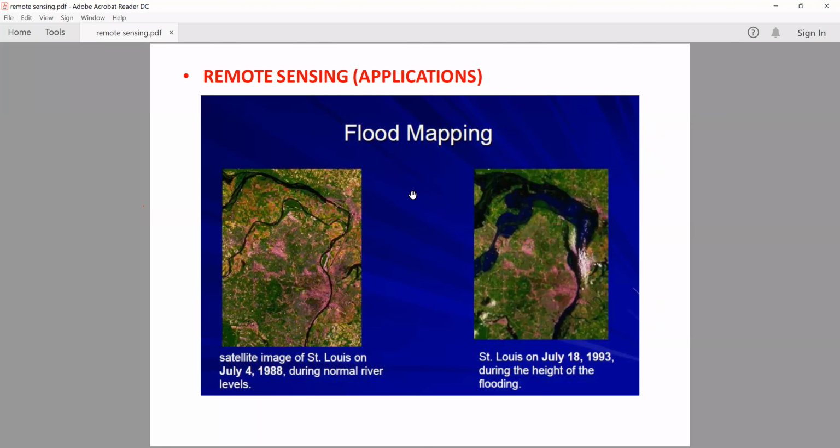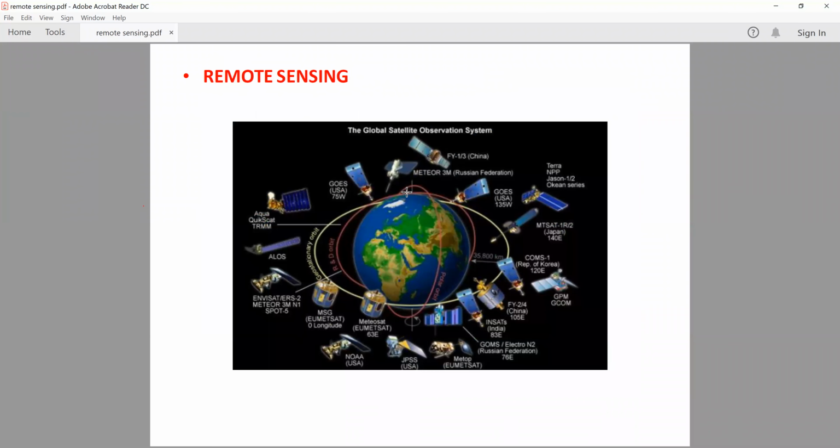So here's an example of flood mapping. It's a picture taken from the top, and you can see on the left, it's the image of a river during normal river levels where there's no flood. And on the right, you have the same image when there is flooding. So just by this imagery, you can see the extent of flood, what is the flood plain, which areas it has inundated, and later on, you can plan your relief operations, or you can plan for future flooding as well by looking at these pictures taken from remote sensing procedures.